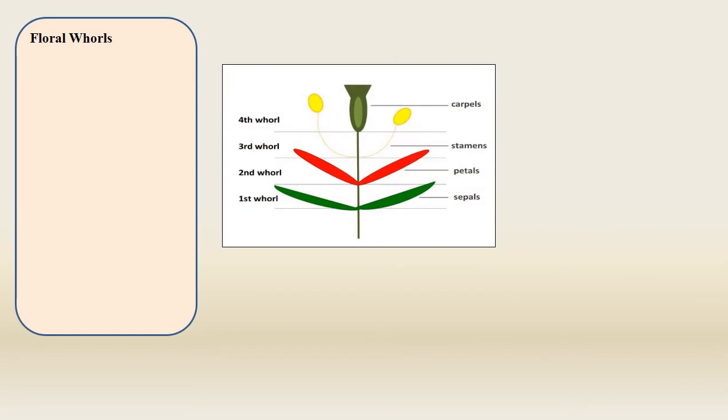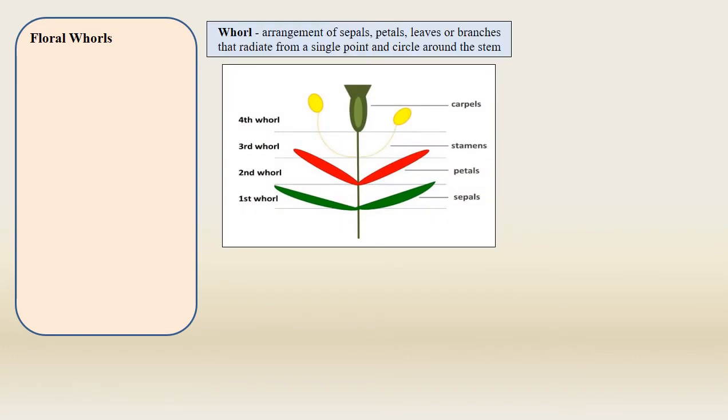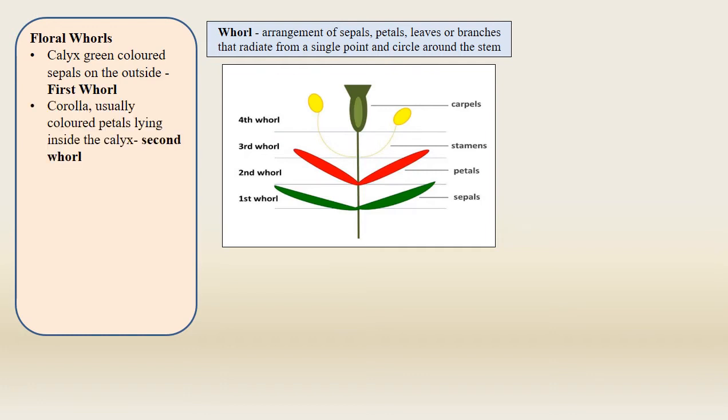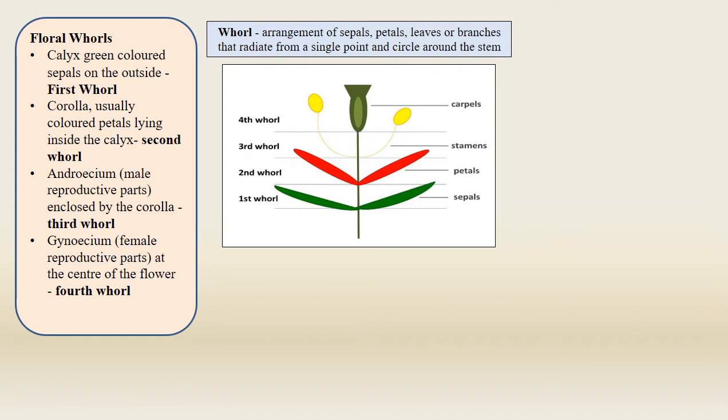Floral whorls. Whorl refers to the arrangement of sepals, petals, leaves, or branches that radiate from a single point and circle around the stem. Generally, a flower consists of 4 whorls. The calyx, green-colored sepals on the outside, is the first whorl. The corolla, usually colored petals lying inside the calyx, is the second whorl. The androecium, male reproductive parts enclosed by the corolla, is the third whorl. The gynoecium, female reproductive parts at the center of the flower, is the fourth whorl.